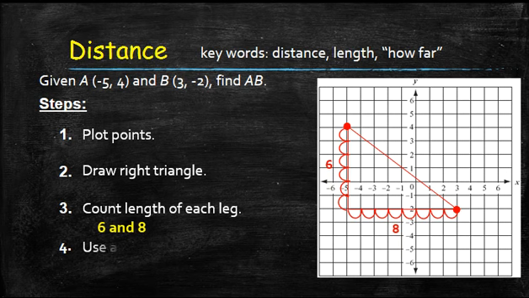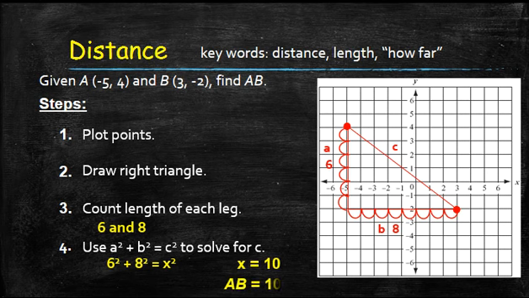Then we're going to use our Pythagorean theorem, a squared plus b squared equals c squared, to solve for c. So our diagonal is always c, that's our hypotenuse. The other 2 sides are a and b. So 6 squared plus 8 squared equals x squared. When we solve for x, we get that x is 10. So our length between A and B is 10.